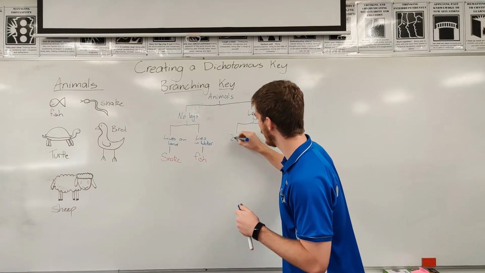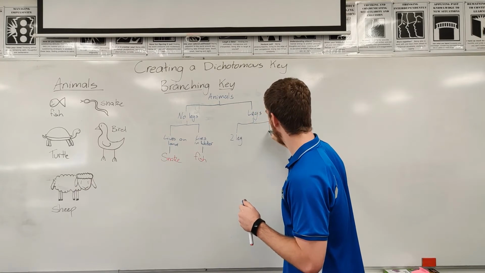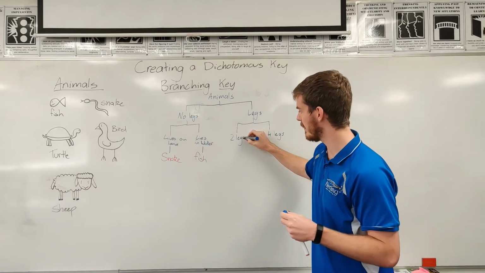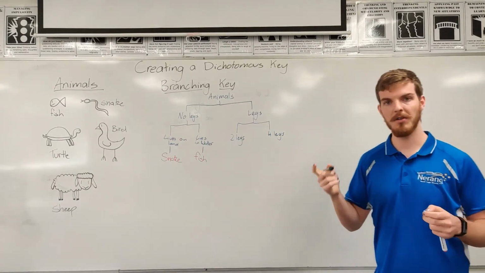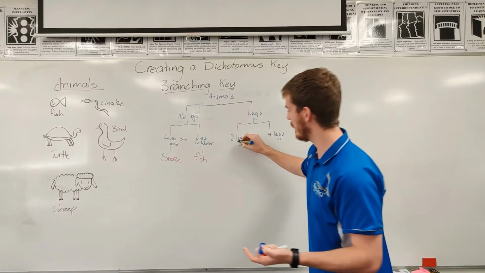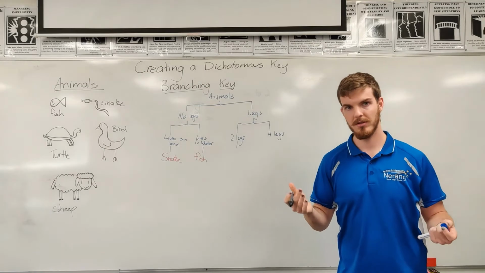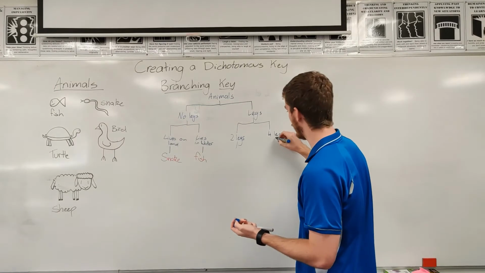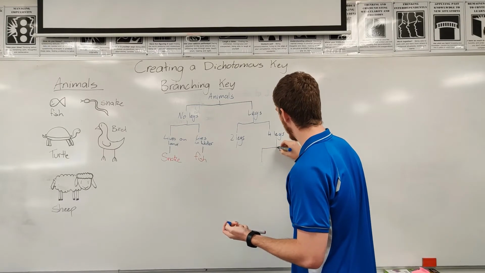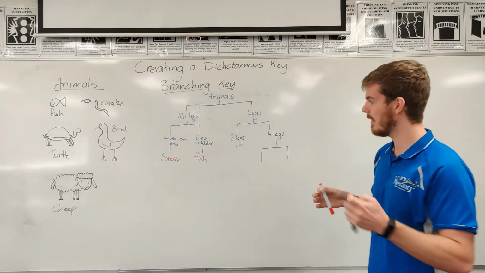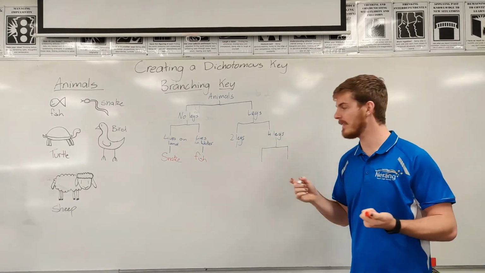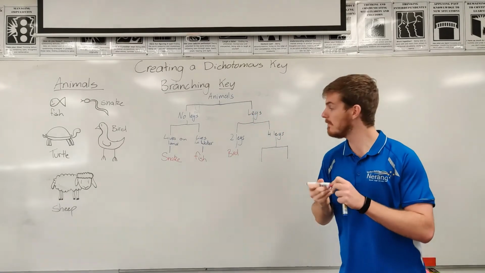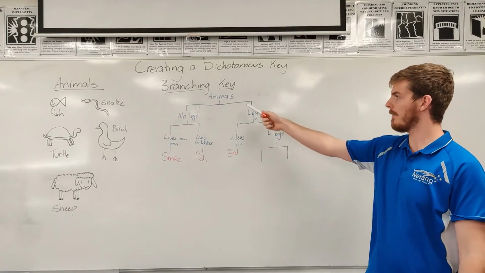So we have 2 legs and 4 legs. Alright, so how many animals do we have that only have 2 legs? We have 1. So we just draw a straight line down. And how many animals do we have that have 4 legs? We have 2, which means we need to have another branch. So the only animal there that has 2 legs is a bird. Awesome, bird's done.